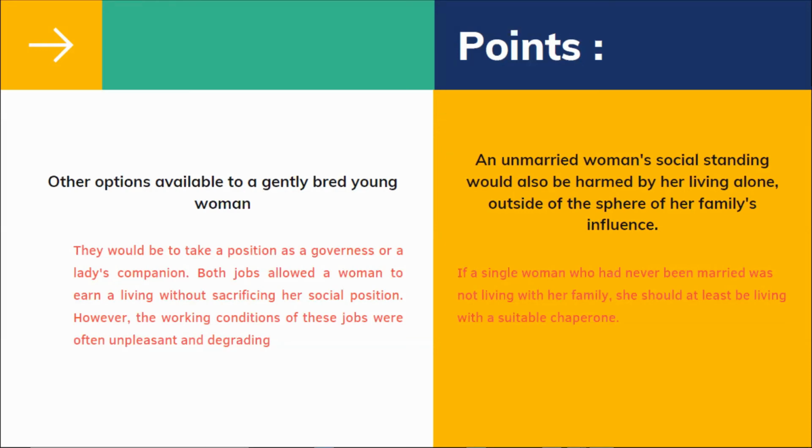Any other form of employment a woman could take was considered unacceptable and would most likely irrevocably harm her social standing. An unmarried woman's social standing would also be harmed by her living alone outside of the sphere of her family's influence. If a single woman who had never been married was not living with her family, she should at least be living with a suitable chaperone. Therefore, when the Bennets travel in Pride and Prejudice, they always stay in the company of a relative or a respectable married woman. So this is what happened there.